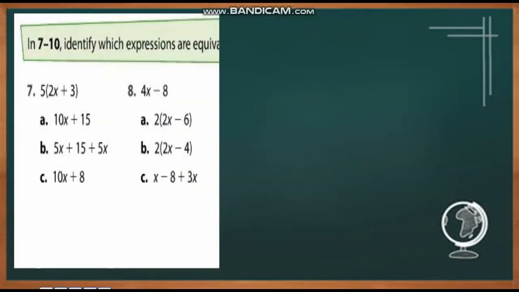Identify which expressions are equivalent. Here we have exercise 7. 5 times the quantity 2x plus 3 equals which of these expressions? Let's use the distributive property and distribute 5 to each term inside the parentheses. 5 times 2x equals 10x plus 5 times 3 equals 15. So here we have 10x plus 15, which is the first choice, A. Look at B here. We have 5x plus 15 plus 5x. Let's write a simplified equivalent expression.